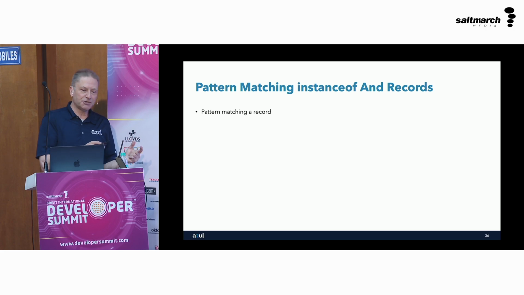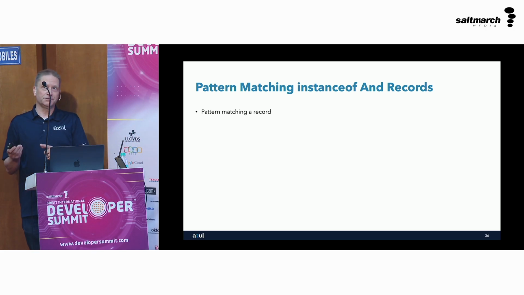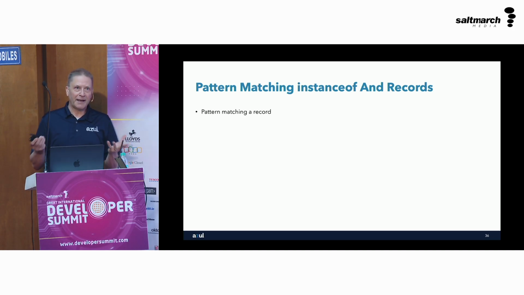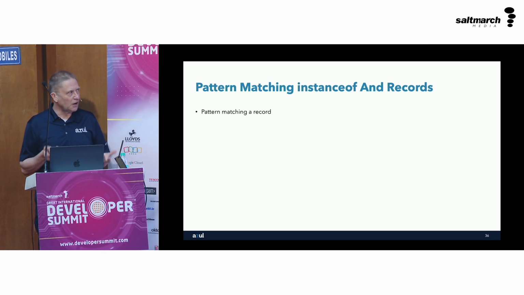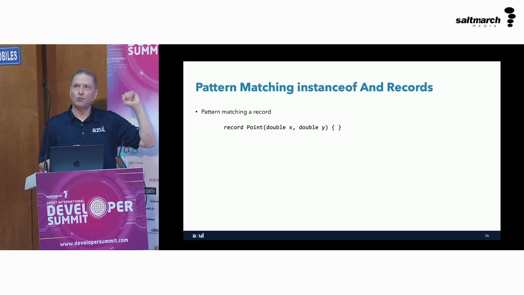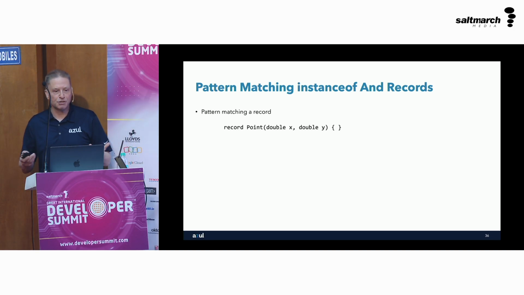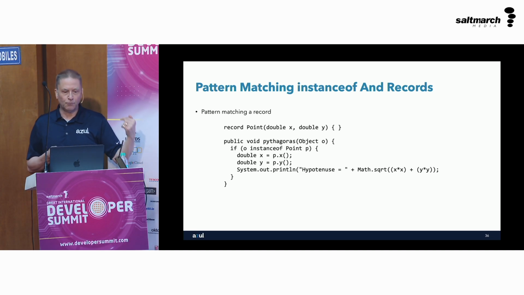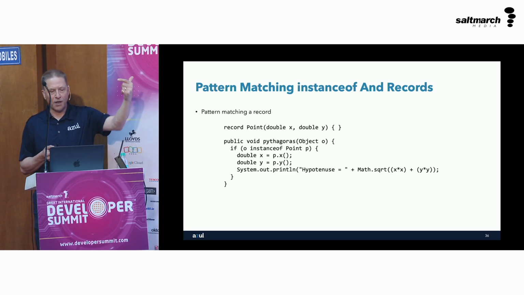Right, pattern matching with instanceof and records. So we discussed records earlier on. We can do pattern matching with a record, because remember, records are just a special form of class. So here we've got our Point record that we had before, double x, double y. Now let's create a method called pythagoras, which takes an object reference, and then we test to see if o is an instance of Point p. If it is, we want to extract the values of x and y so we know where this point is.